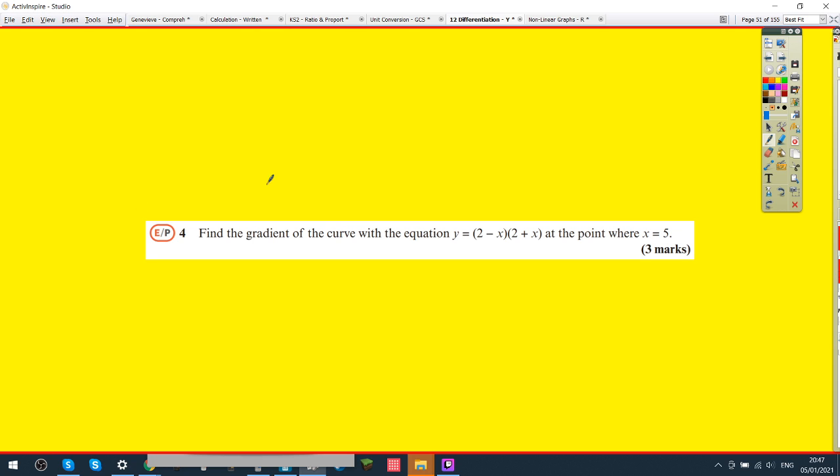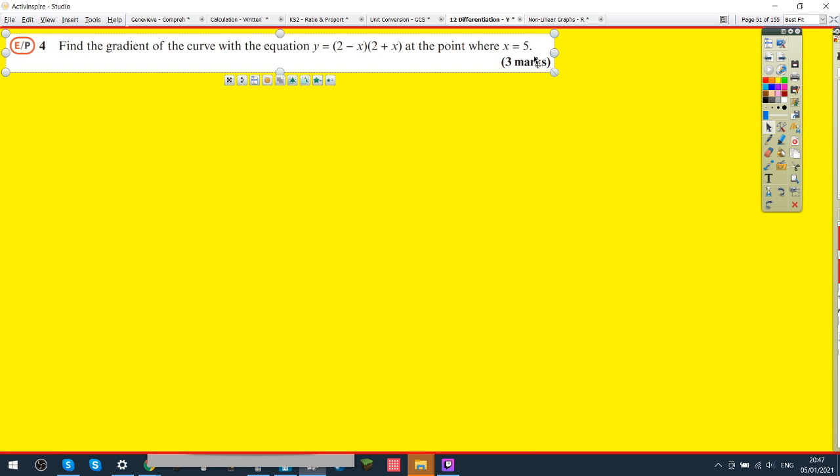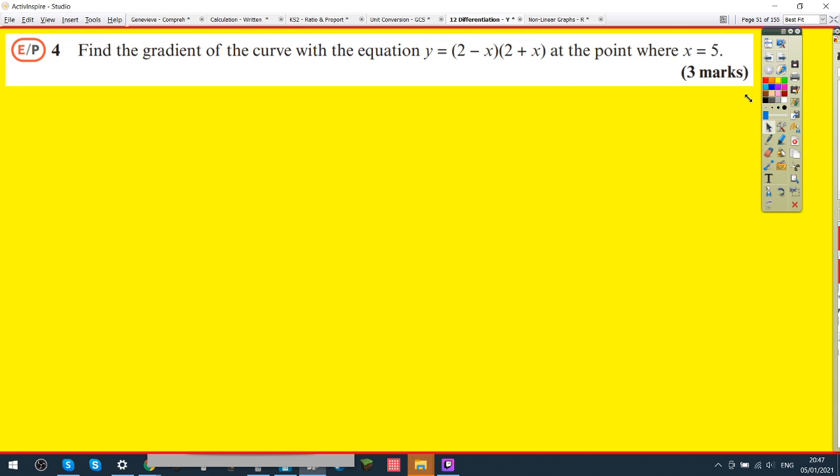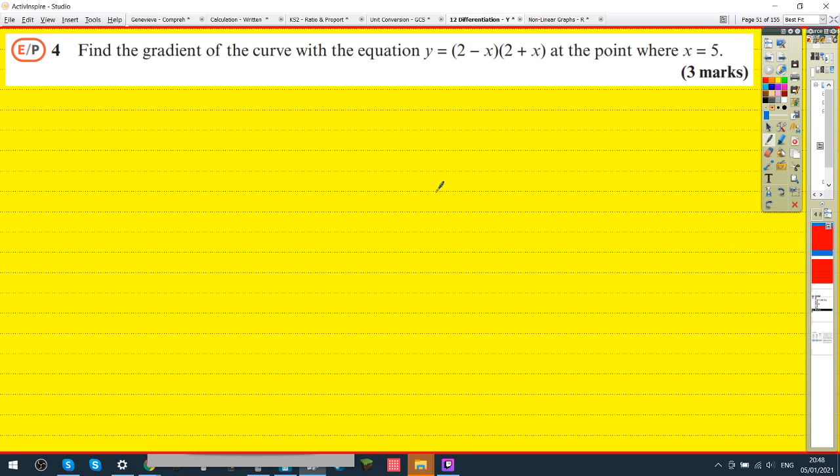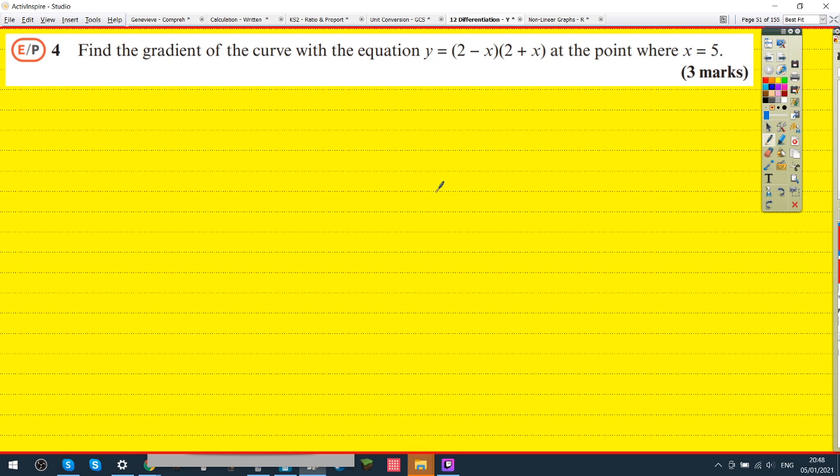Let's see this one. All right. How about this one? You can't get the derivative. Expand.